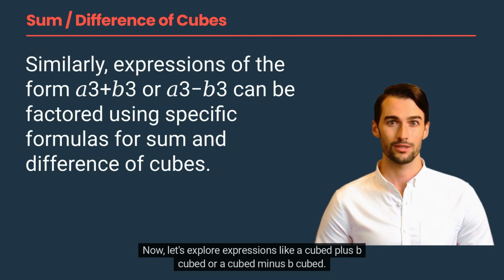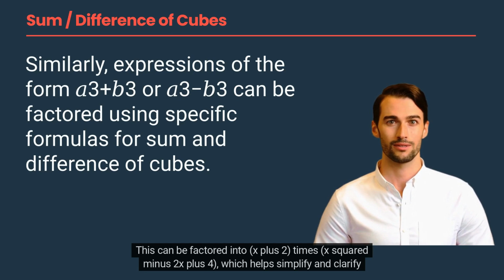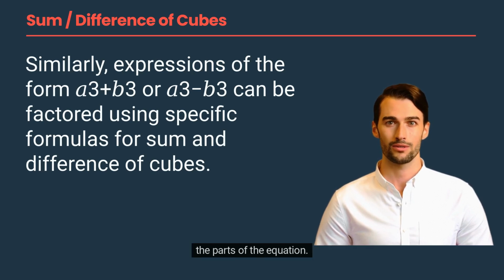Now, let's explore expressions like a cubed plus b cubed or a cubed minus b cubed. Take x cubed plus 8 as an instance. This can be factored into x plus 2 times x squared minus 2x plus 4, which helps simplify and clarify the parts of the equation.